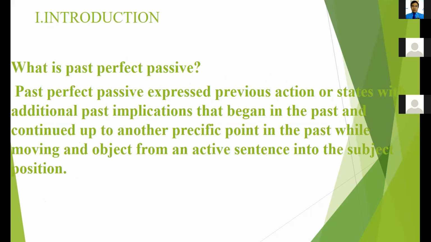Okay, introduction. What is the past perfect passive? The past perfect passive expresses an action or state that began in the past and continued up to another specific point in the past, while moving an object from an active sentence into the subject position. Next slide.